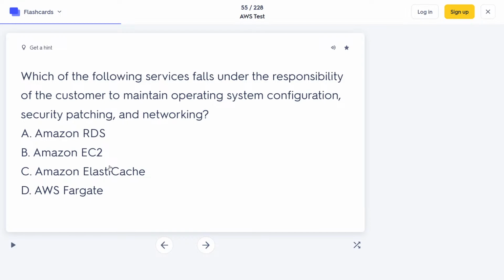Which of the following services falls under the responsibility of the customer? I will say EC2. Yeah, easy. And by the way, AWS Fargate is like the serverless part for image based things. If you ask me, that's what it is.